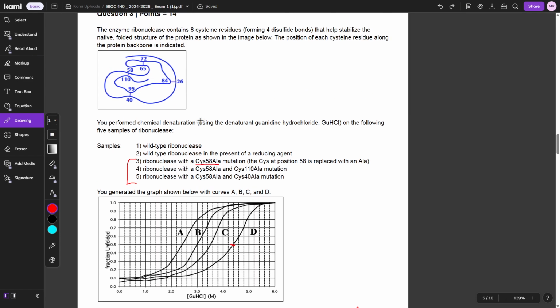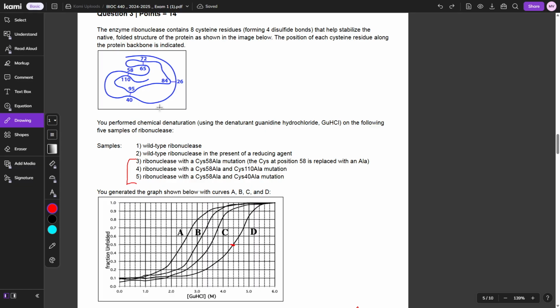So if we look at this one, ribonuclease with C58 and C110 alanine mutations. Okay, where's C58 and where's C110? 58 is here, 110 is here. So they're both part of the same disulfide bond. So that's not any different from if I just mutate cysteine 58, because they're both taking part in the same disulfide bond. If I mess up one, the disulfide bond doesn't form. If I mess up both of them, it doesn't form either. So it doesn't matter. Those are actually both the same.